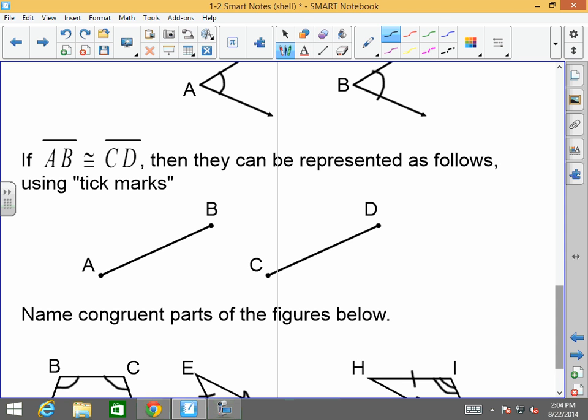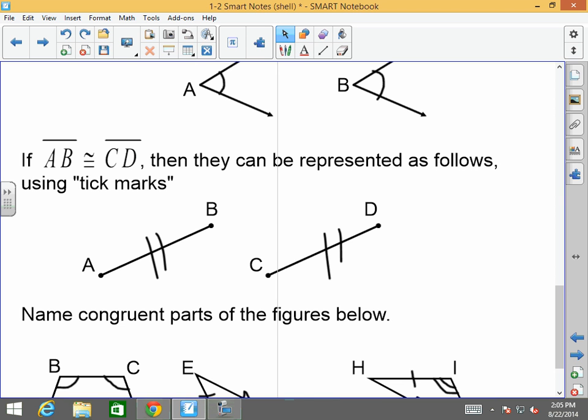For example, same thing with segments, gentlemen. If I tell you that segment AB is congruent to segment CD, then they can be represented as follows. I could do, for example, that and that. Or I can do a double, and then I put a double. I can make pretty much any symbol that I want as long as it's replicated with the other congruent part. Okay?